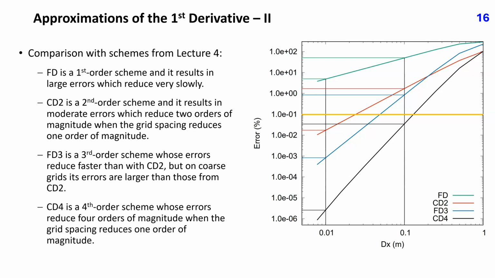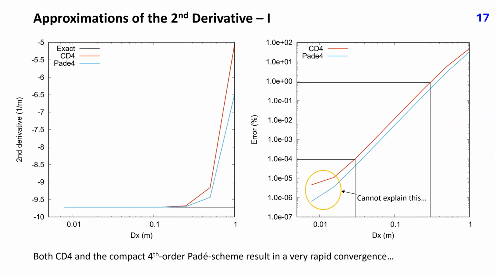Let us now examine the performance of two fourth-order approximations for the second derivative. Central difference approximation, which fits a polynomial of degree 4 to variable values at 5 nodes, see slide 11, and compact approximation, which fits a polynomial of degree 4 to variable values at 3 nodes, and the second derivative to derivatives at 2 nodes, see slide 10.